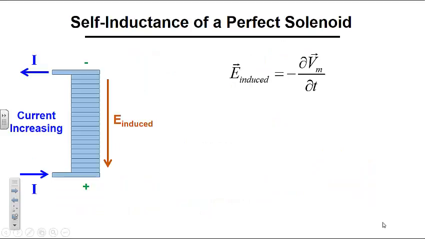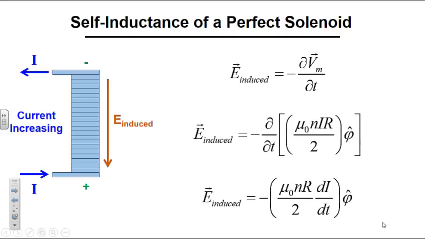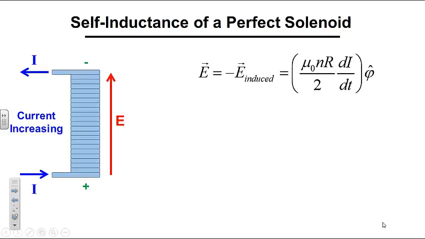We can determine the induced electric field from the change in magnetic flux through the solenoid, or from the derivative of the magnetic potential of the solenoid. This derivative is straightforward since only the current depends upon time. This induced electric field creates a separation of electric charge in the solenoid. This separation of electric charge then creates an electric field across the solenoid. The direction of this electric field is opposite the direction of the induced electric field.